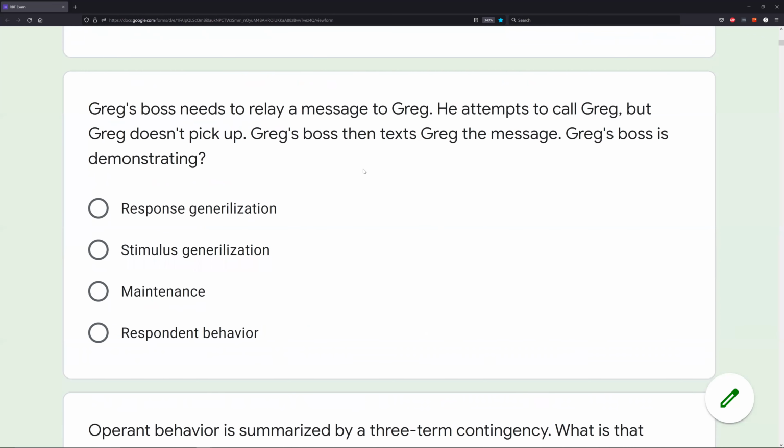Greg's boss needs to relay a message to Greg. He attempts to call Greg, but Greg doesn't pick up. Greg's boss then texts Greg the message. Greg's boss is demonstrating what? Okay. What is Greg's boss doing?